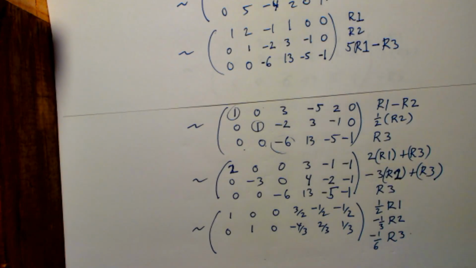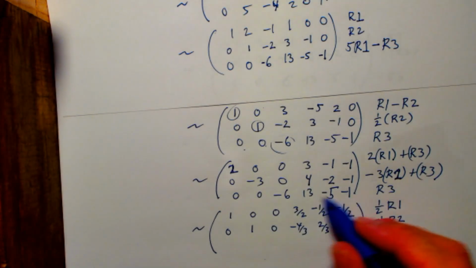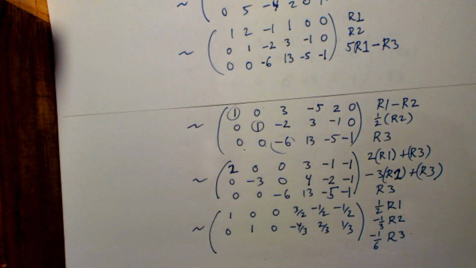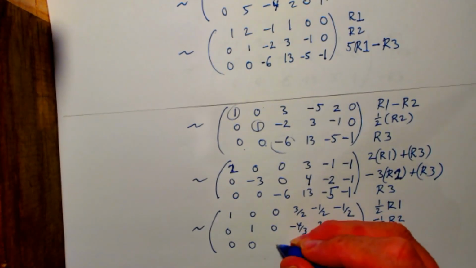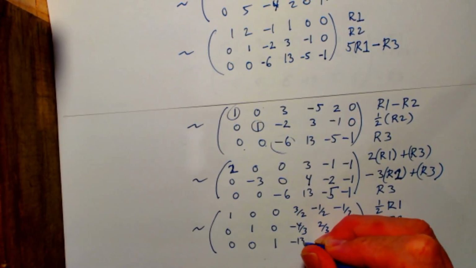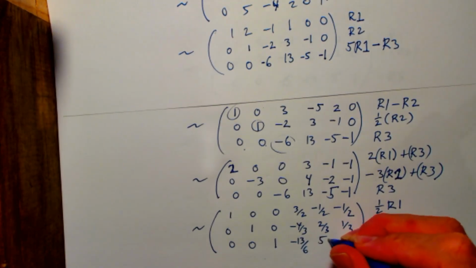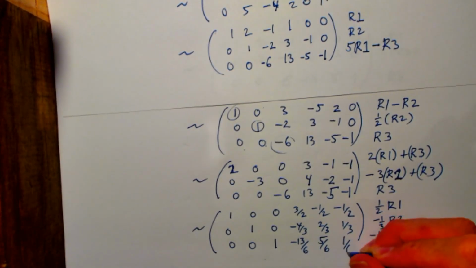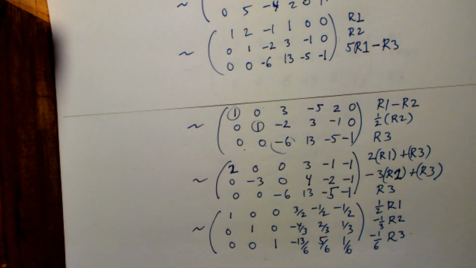Okay. Alright, so then we're taking this last row and dividing by minus 6. So we'd have 0, 0, 1, minus 13 on 6, 5 on 6, and 1 on 6. Okay, I'm going to get the computer to check my inverse here.